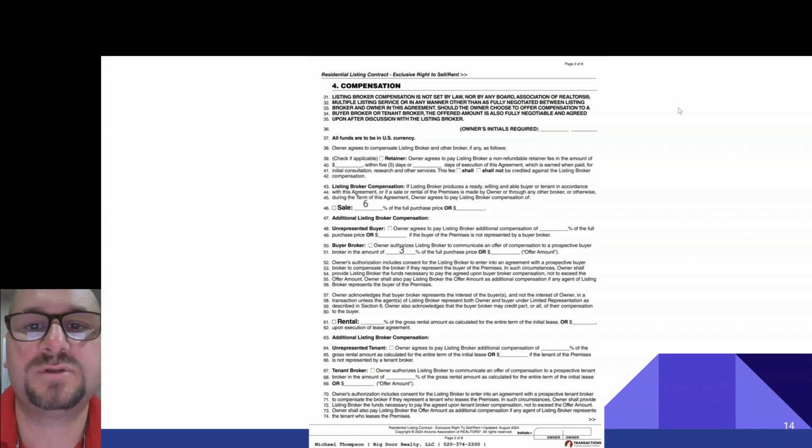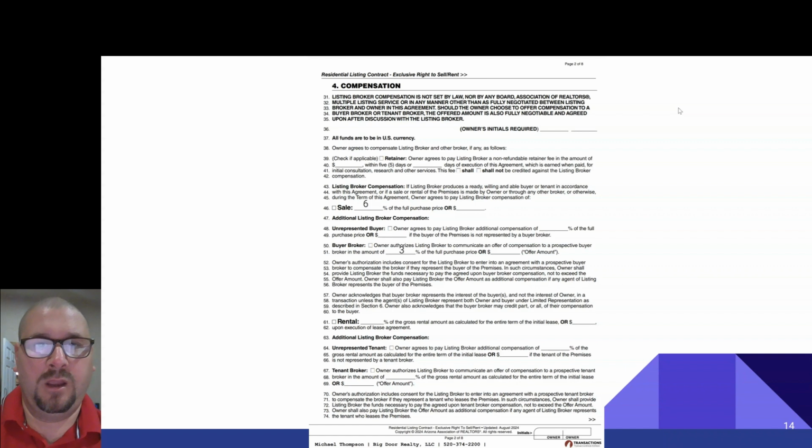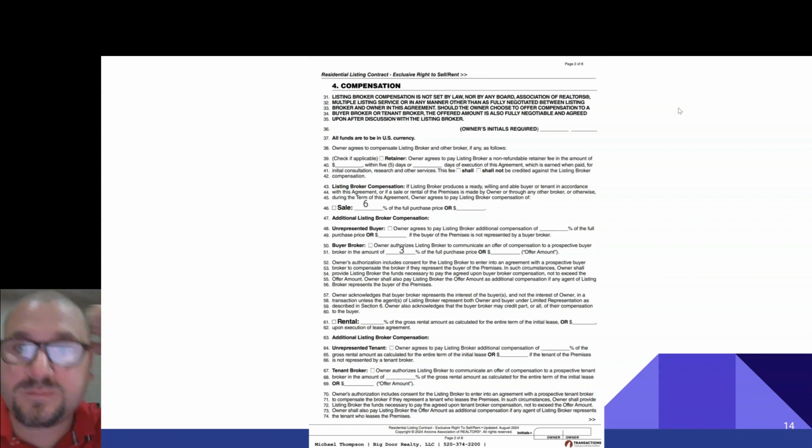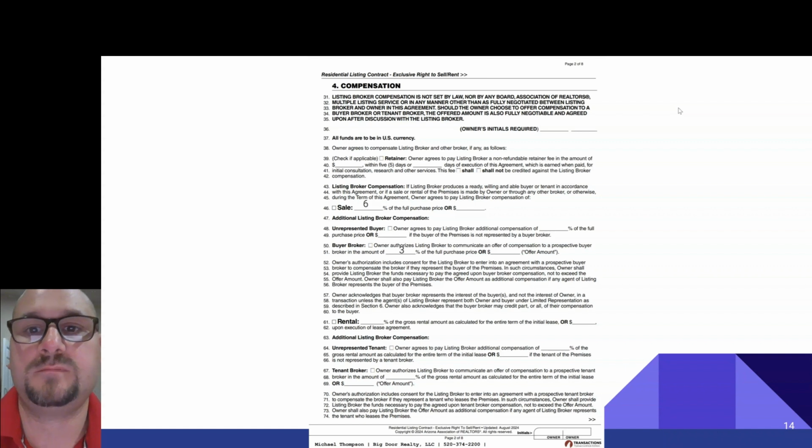If the listing broker produces a ready, willing, and able buyer or tenant in accordance with this agreement, or if a sale or a rental of the premises is made by owner or through any other broker or otherwise during the term of this agreement, owner agrees to pay the listing broker compensation of this sale, 6% of the full purchase price, or a dollar value.